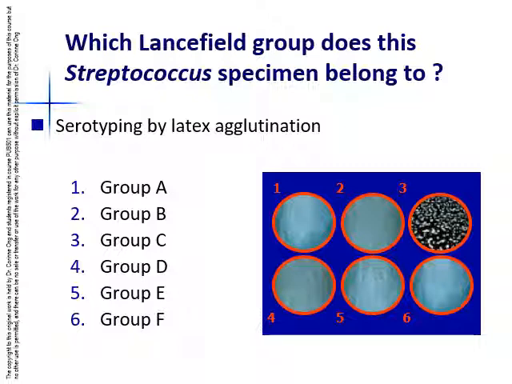Which group do you think this bacteria belongs to? Well, you can see clearly that clumping is present in circle number 3, which has the Lancefield group C antibody added to it. So the Streptococcus bacteria in this case belongs to group C.